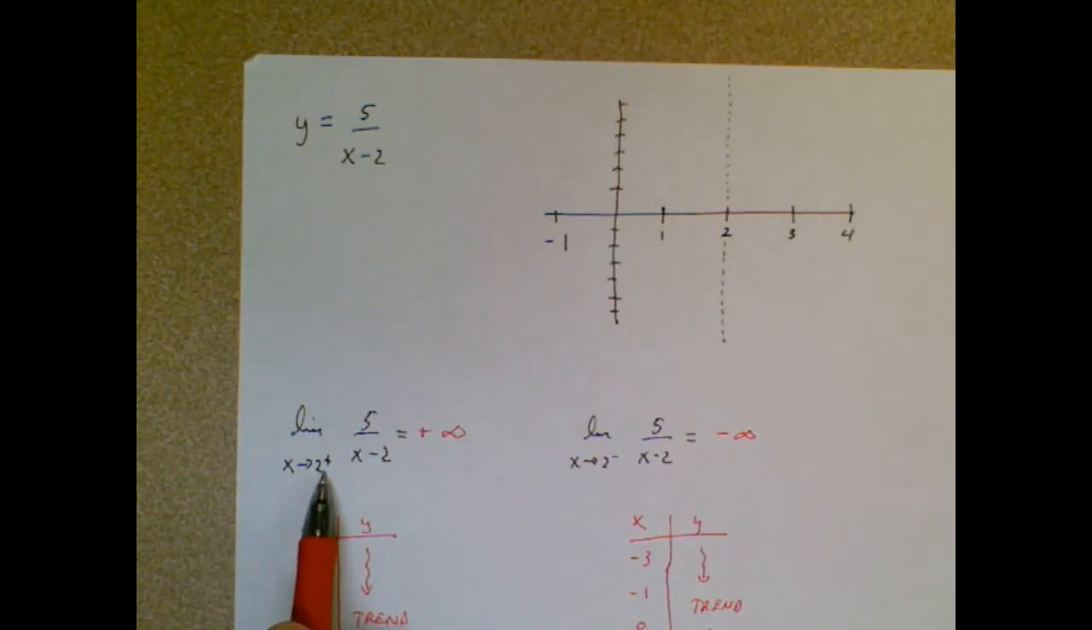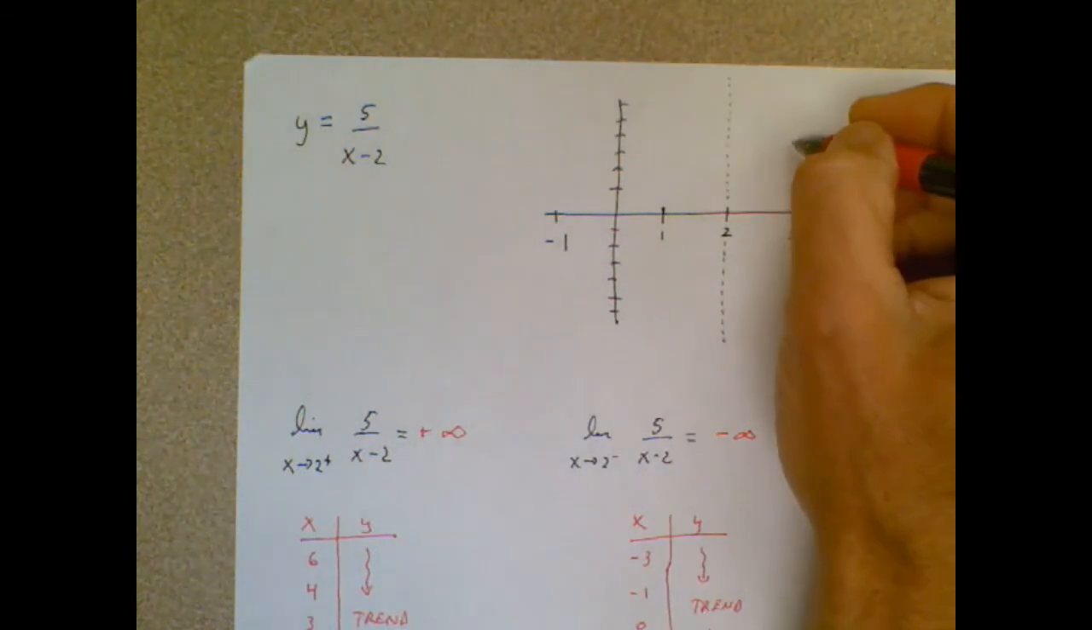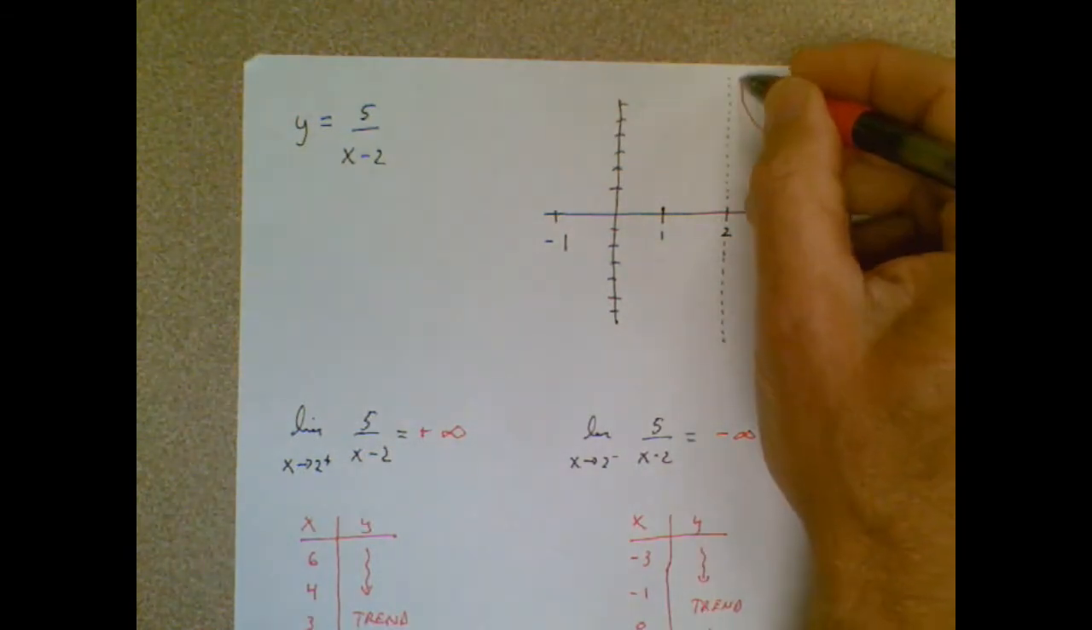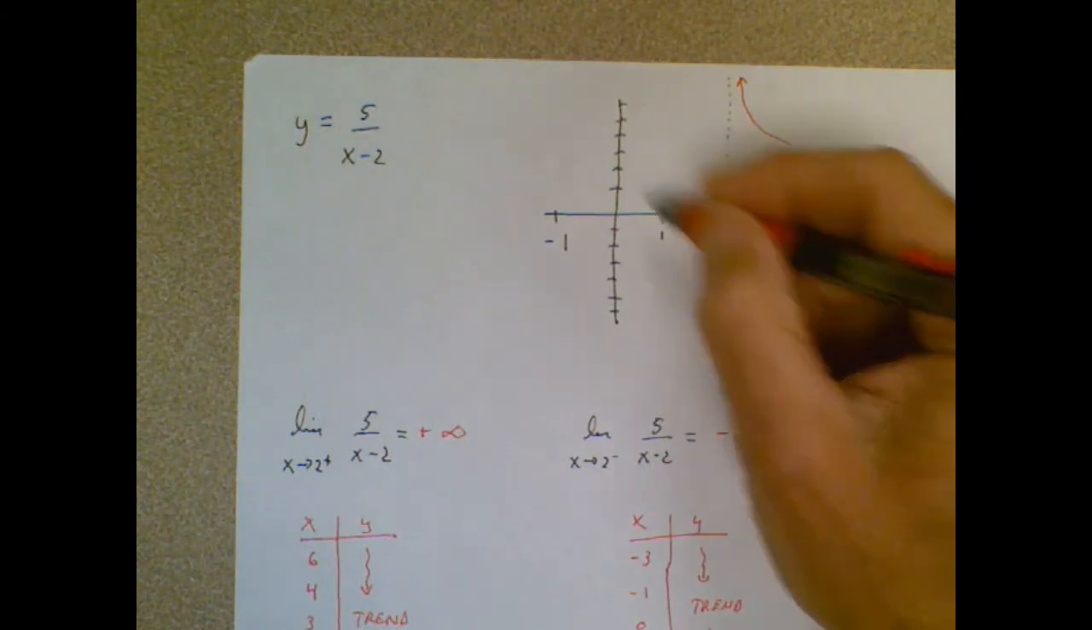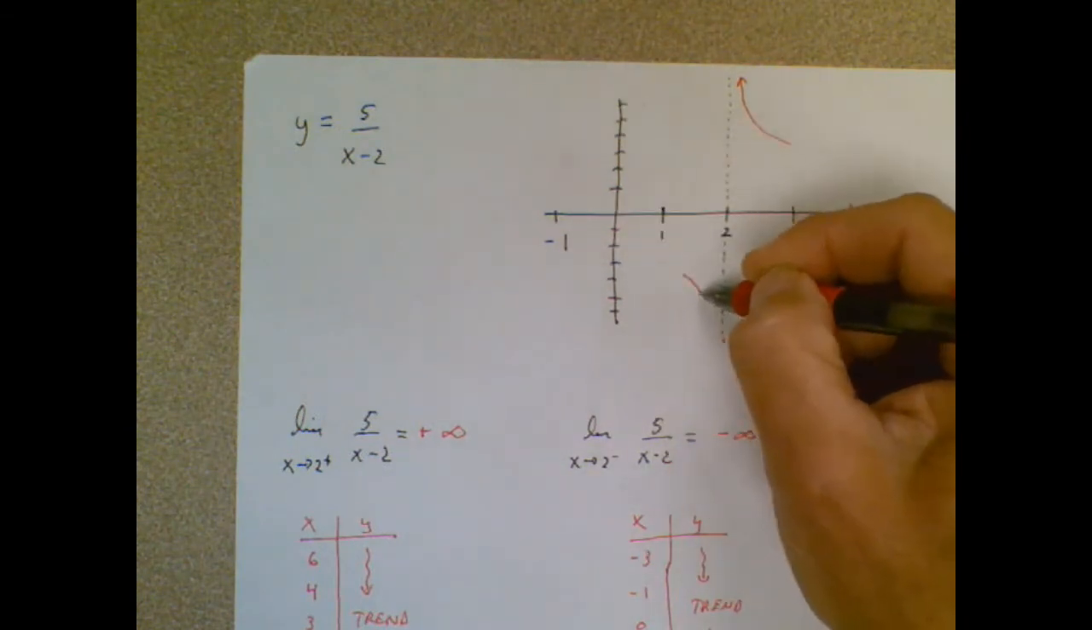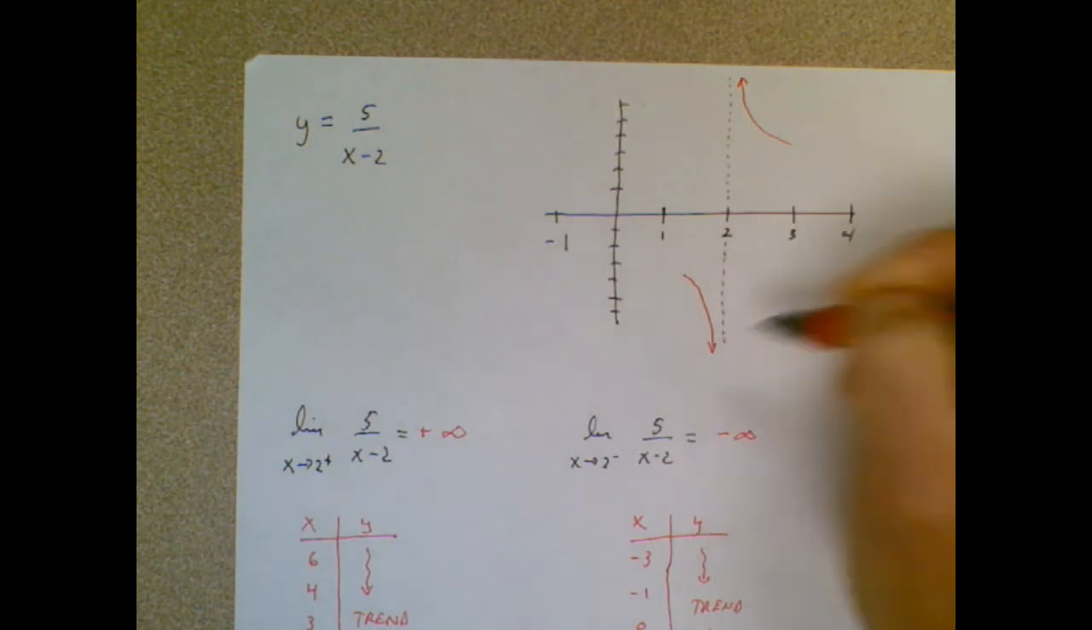As I approach 2 from the right, my function is approaching positive infinity. As I approach 2 from the left, my function is approaching negative infinity. So, I don't know exactly what's happening over here, but I know eventually, as I get closer to 2, it's going to have to do that.